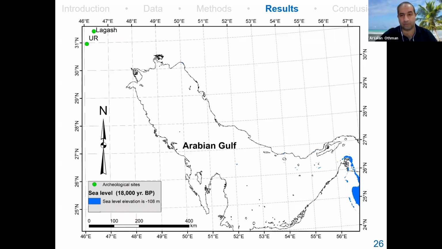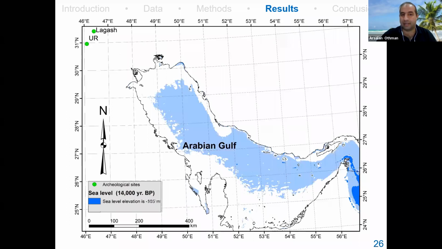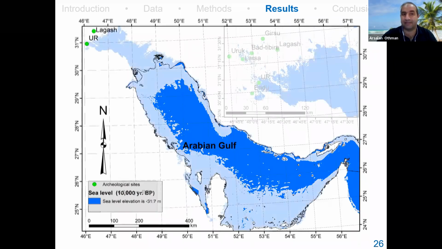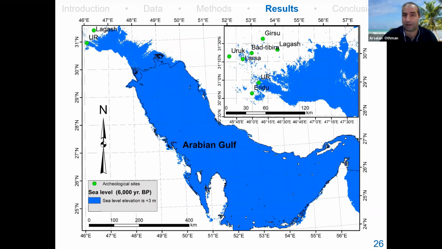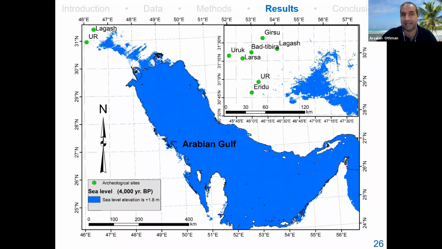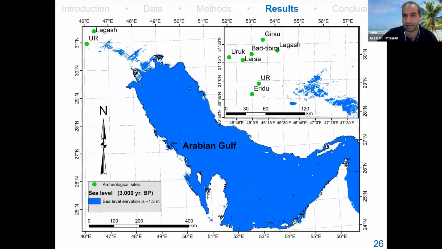Just shifting to the results, I will go through them. Here's the sea level depending on the data at 18,000 years, and then we have it at 14,000, then 10,000 years before present, and after that 6,000 before present. We found here that Ur and Eridu are coastal towns, while Lagash, Larsa, and Uruk are marshland cities. And here's the sea level at 4,000 years before present, and now the shoreline of the Arabian Gulf.